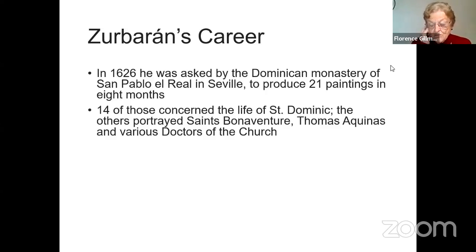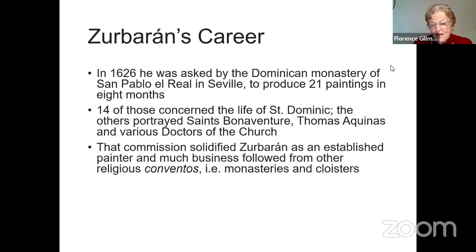So this monastery was very large. It was very concerned to present these important figures in Christianity to the monks in the monastery. So this is probably a clue too to where any of the Zurbaran St. Francis paintings were hung and used. These paintings functioned to inspire the monks, and of course to inspire them to emulate these great figures. That commission especially solidified Zurbaran's reputation as an established painter, and he received a great deal of business from other religious conventos, both male and female.